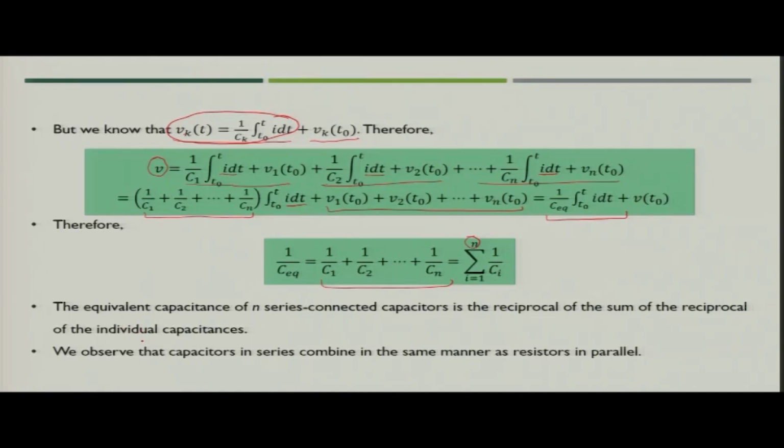So, now what you can say, equivalent capacitance of n series connected capacitors is the reciprocal of the sum of the reciprocal of individual capacitances, that is C equivalent is nothing but the reciprocal of the sum of the reciprocal of individual capacitances, right. Now, if you compare with the previous discussion related to resistors, you can observe that capacitors in series combine in the same manner as you see resistors in parallel.